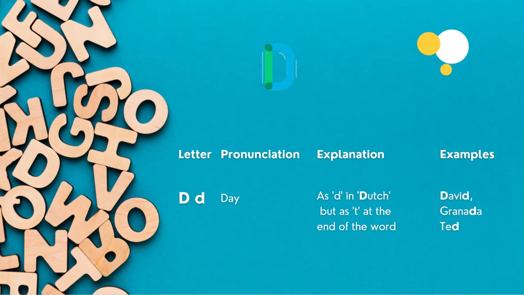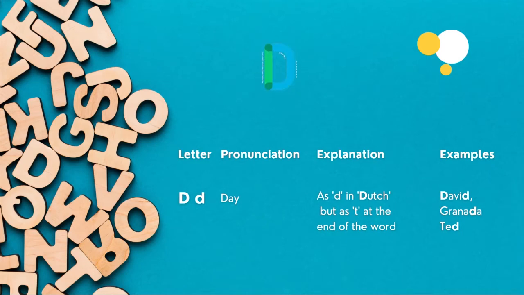Let's go to the next one, and that is the letter D. And the letter D in Dutch is pronounced as day. Okay, so the explanation of that is as the D in Dutch, but as a T at the end of a word. So in Dutch, when you see a D at the end of a word, it's actually pronounced as a T. Let's look at some examples.